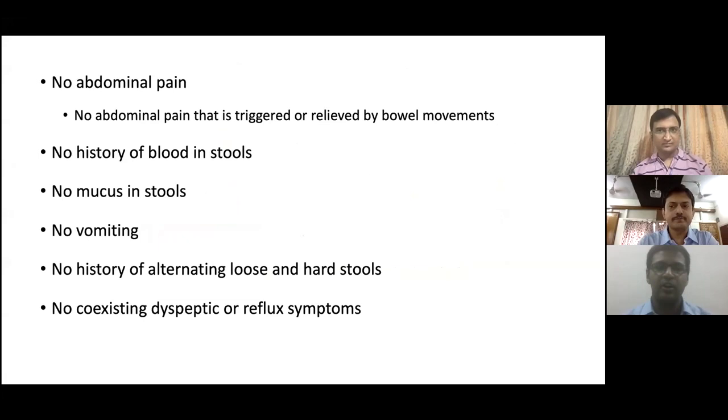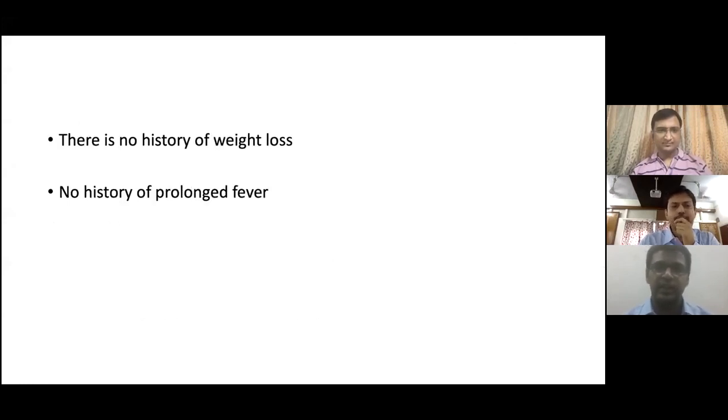He did not have abdominal pain; we specifically asked for pain which was triggered or relieved by bowel movements, which was not there in this patient. He did not have history of blood in stools. There was no mucus in the stools. He did not have vomiting, and there was no history of alternating loose or hard stools. He did not have any coexisting dyspeptic or reflux symptoms. There was no history of weight loss, and there was no history of prolonged fever.